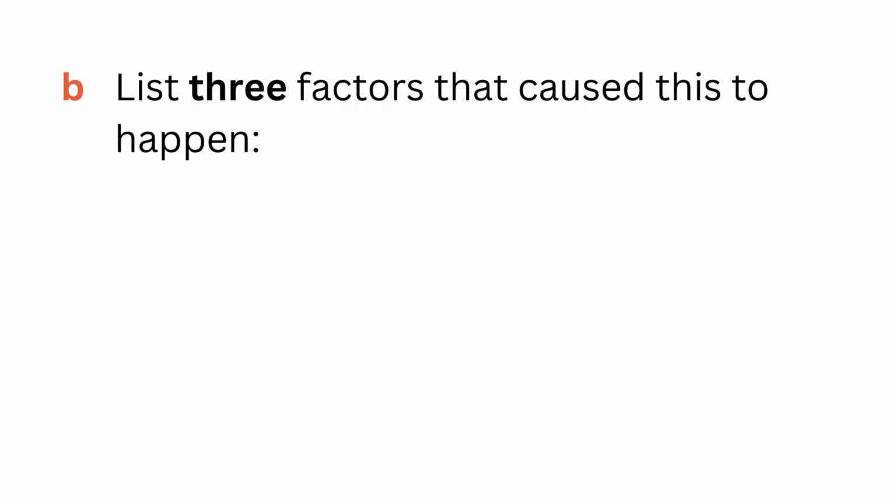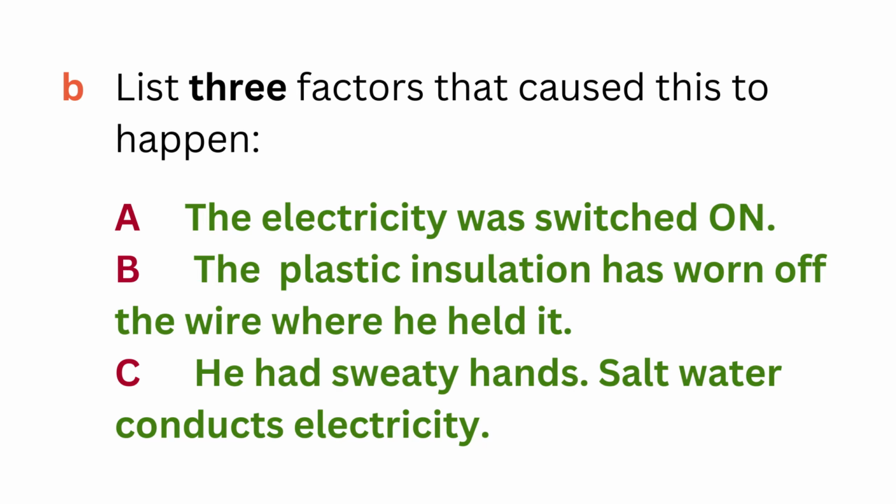B. List 3 factors that cause this to happen. The 3 factors that cause this to happen are: A. The electricity was switched on. B. The plastic insulation has worn off the wire where he had it. C. He had sweaty hands. Salt water conducts electricity.